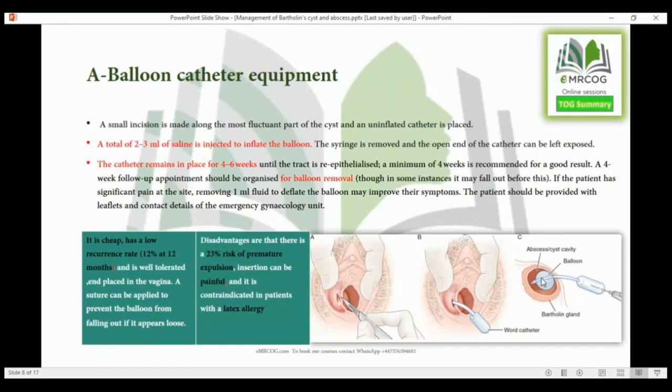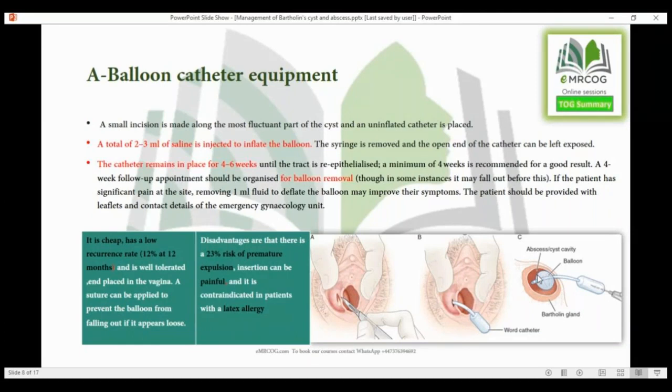Okay, what is the function of this balloon? The balloon works by obliterating the space. This is one. Number two, it's going to help us achieve epithelialization of the inside of the cyst, so that we are going to form a fistula. This is an iatrogenic fistula. We need this iatrogenic fistula. Why? Because we have a block in the duct. So it's like I'm forming an iatrogenic duct.